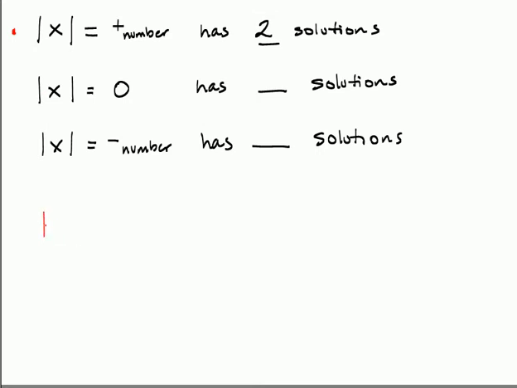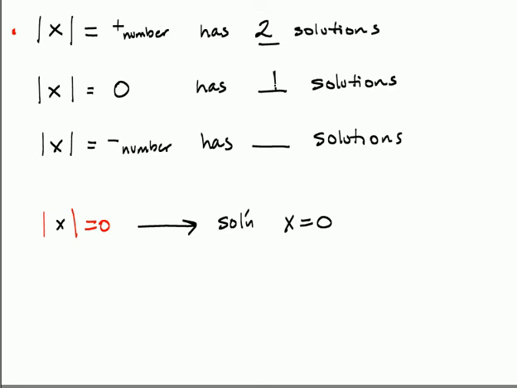Okay, let's take a look at this first one. Absolute value of x equals 0. So I'm going to just erase that x and say, what could I put in there that would make this statement true? Well, I can only think of one thing, and that is 0. So let's go back to what we had there. We had the absolute value of x equals 0. The solution then is just x equals 0. It has only one solution.